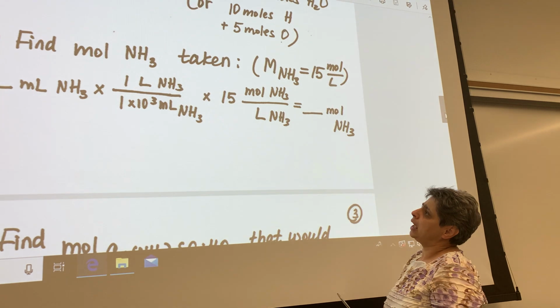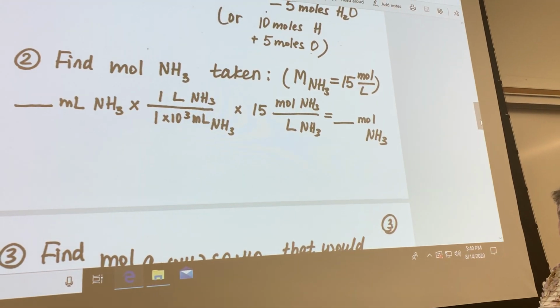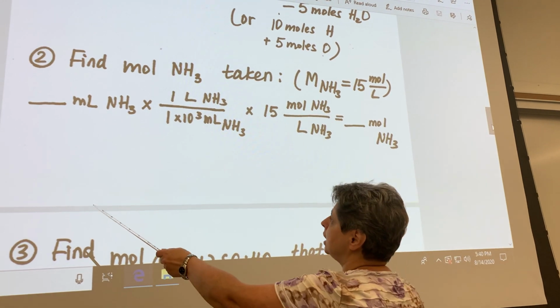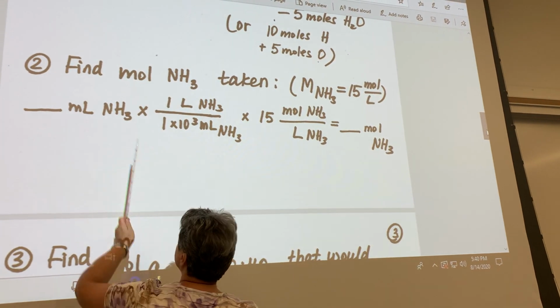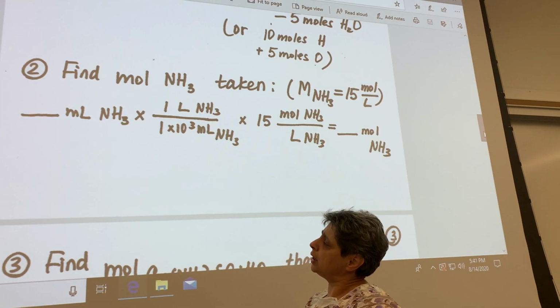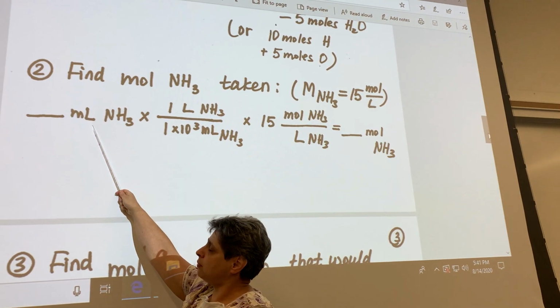And you will also know from your actual measurement how many milliliters of ammonia you use, how much ammonia you measured into your graduated cylinder. And so you will start with milliliters of ammonia.